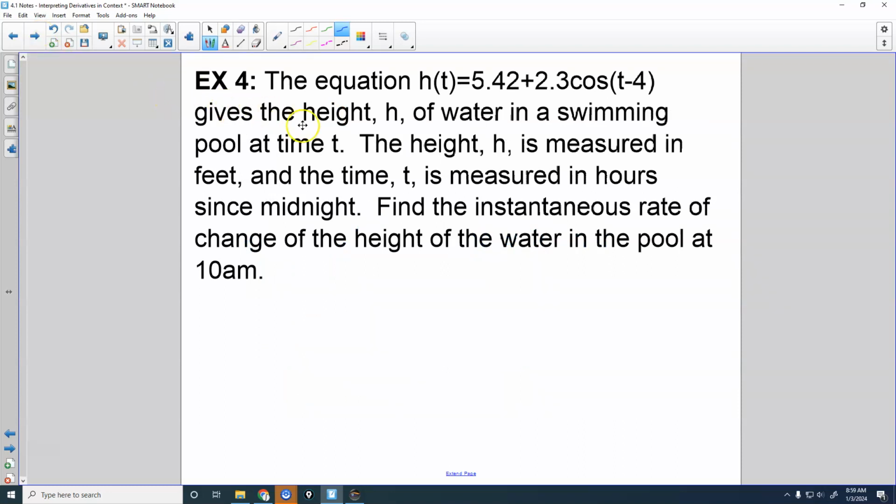Okay, here is one that does actually give us an equation. Okay, and we'll use our calculator on this. It could be done without a calculator, but since they got those decimals there, I'm thinking I probably intended for us to use a calculator. So this one's not asking you to interpret, but it's going to ask you the question so that you must interpret what's happening. So the equation H of T gives the height of water in a swimming pool at time T. The height H is measured in feet, and the time T is measured in hours since midnight. Find the instantaneous rate of change of the height of the water in the pool at 10 a.m.